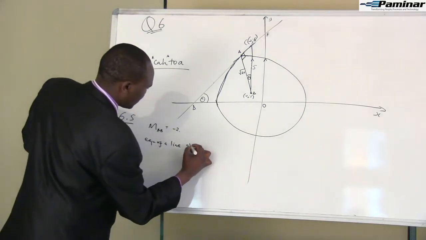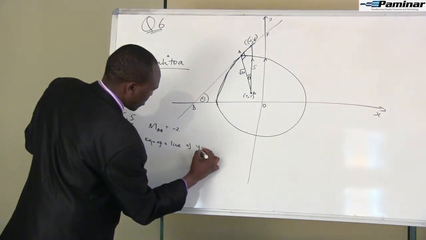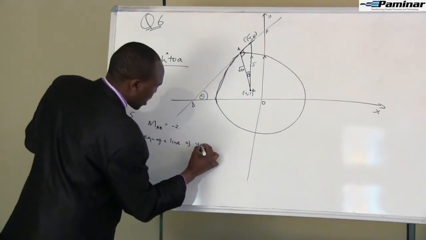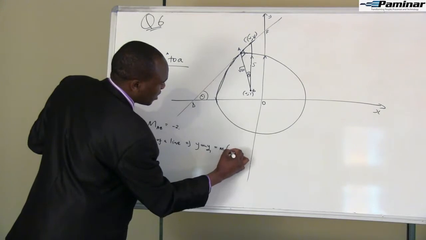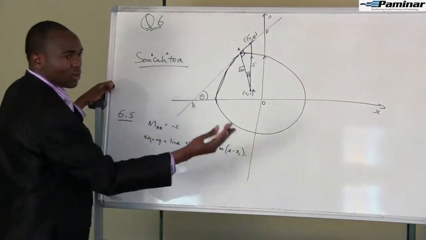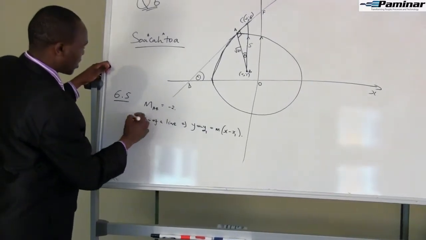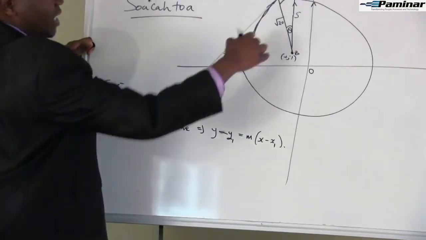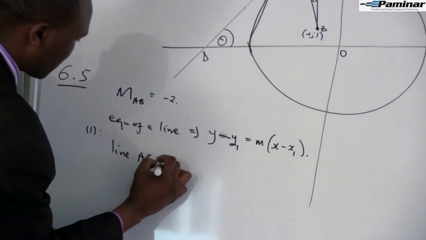Let's say y. Let me use this one because there are many, like 3 of them. So let's use y minus y1 is equal to m, x minus x1. That's the one that we're going to use. So now, using this one, the equation of this line AB.